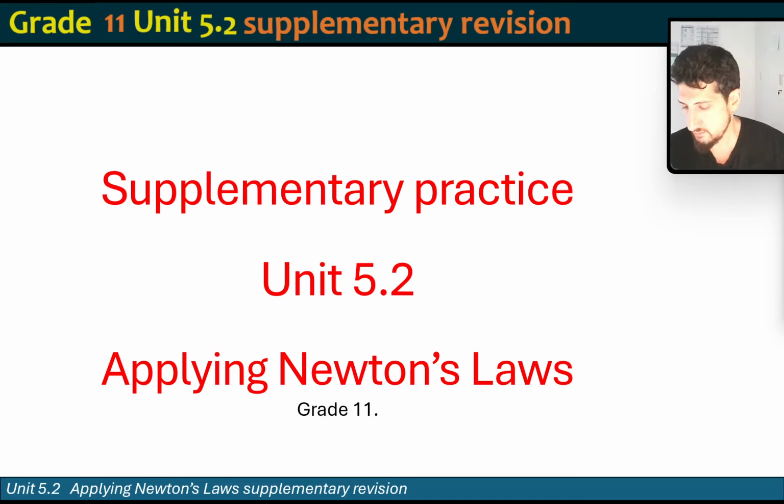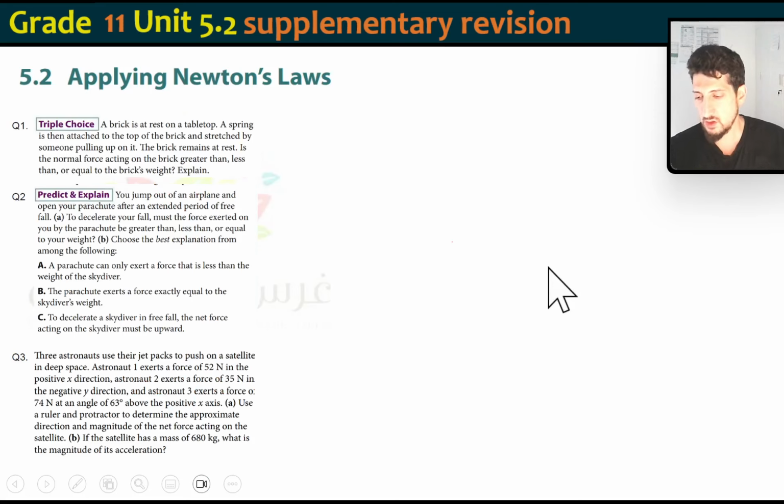Let's have a go. So we are talking about Newton's laws. What I'm going to do is attempt to answer these from the revision pack, and then I've got one more question to do, and that's that.